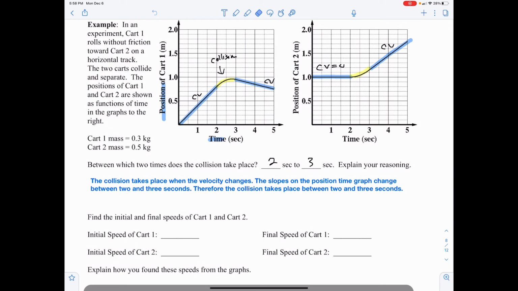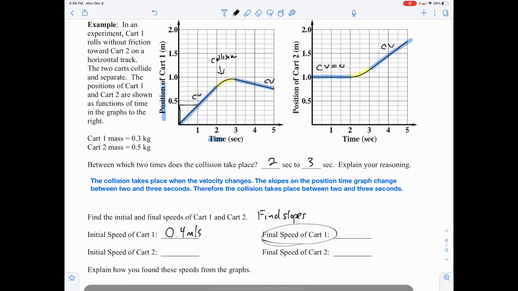Find the initial and final speeds of cart 1 and 2. Okay, well, basically we're going to find the slopes. That's how we're going to figure out the speeds. So initial speed of cart 1 would be this part right here. And you can see you're going up 0.4 in over 1 second. So 0.4 meters per second before it collides.